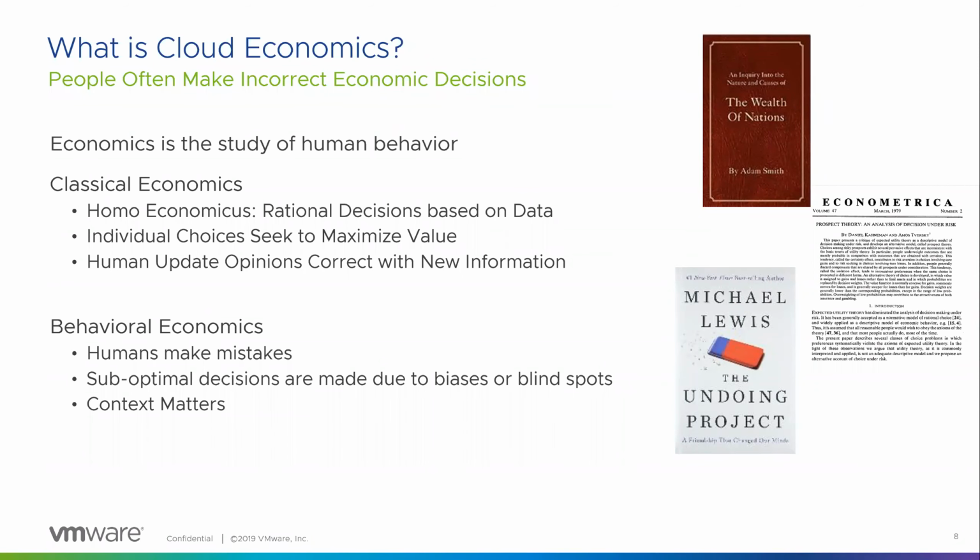it in the terms of the 18th century, that people made rational economic decisions based on data, and that the individual, for each choice, attempted to maximize the value of that choice. And more appropriately, humans update their opinions with new information. In the late 70s, a couple of Israeli psychologists actually ran a couple of studies that sort of undermined that.